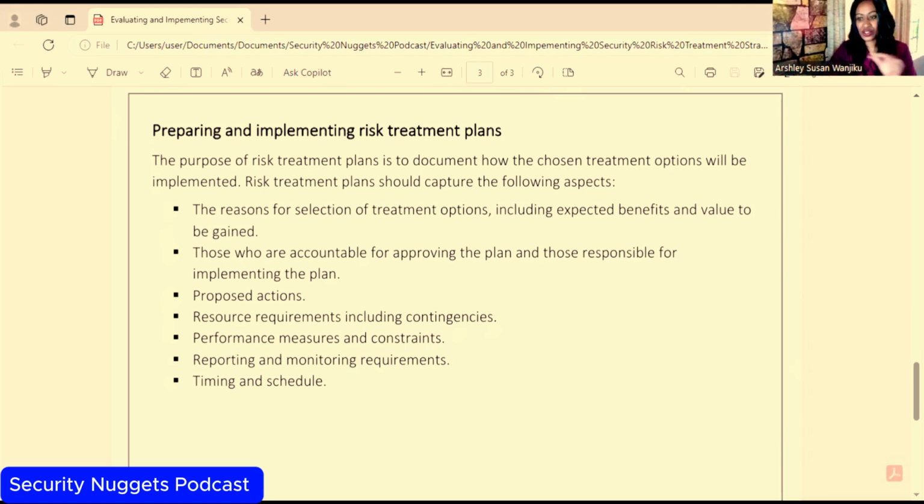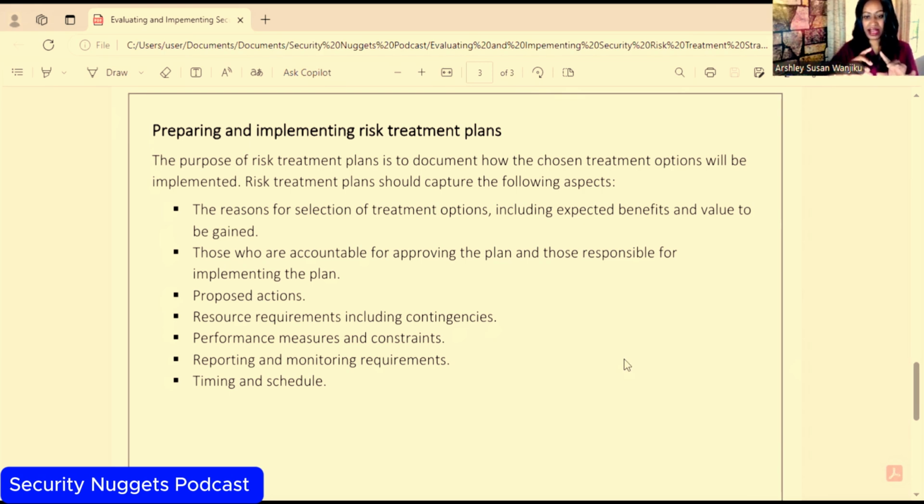As much as you have a whole procurement process going on, you also have to have a good idea, a projection of what resources would be required in this. You need to have an estimation, a rough idea. And again, what are the performance measures and constraints, the reporting and monitoring requirements, and also the timing and schedule? Ideally, the way you do a project, it's the same thing you do here.